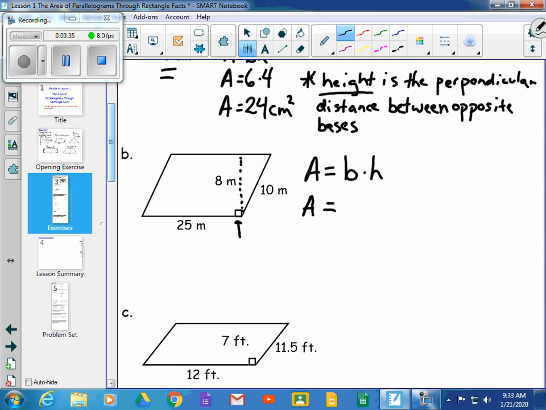I'm going to substitute the perpendicular distances. I'm going to cross this one out because it's not perpendicular to anything. So the base would be the length of the side, 25, and 8 would be that perpendicular distance between the top and the bottom. The top and the bottom, if it helps, understand that they're the same. And then the third step is to evaluate. 25 times 8 is 200, and we would put that as meters squared. Area equals 200 meters squared.